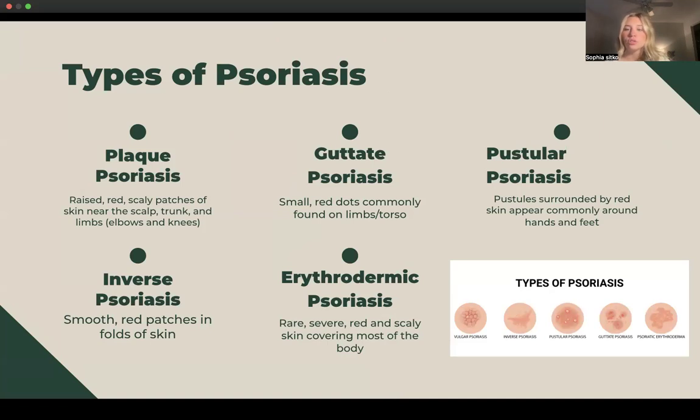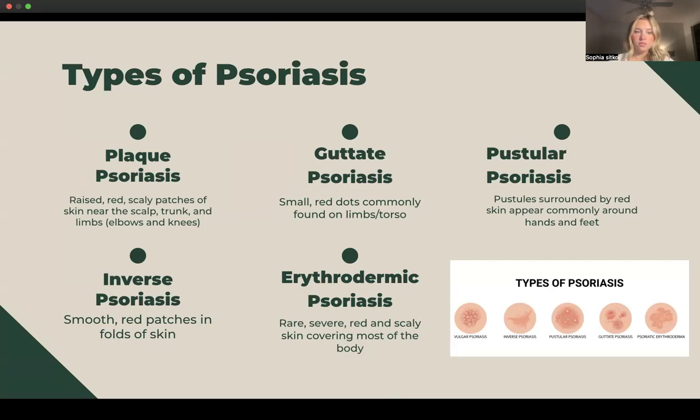Next is pustular psoriasis. Just like it sounds in the name, these are little pustules surrounded by red skin, that mostly appear around the hands and the feet. And this type of psoriasis is mostly triggered by medications, infections, and sometimes stress. And there are a few chemicals, I forget exactly what chemicals, but they also trigger pustular psoriasis.